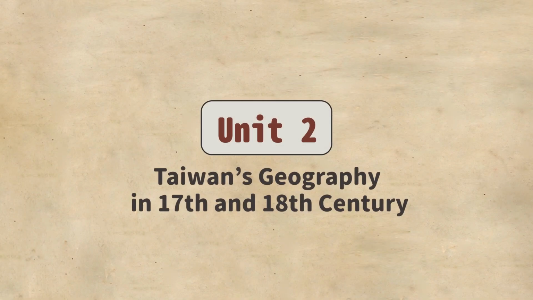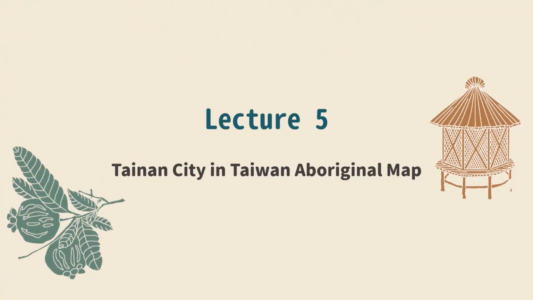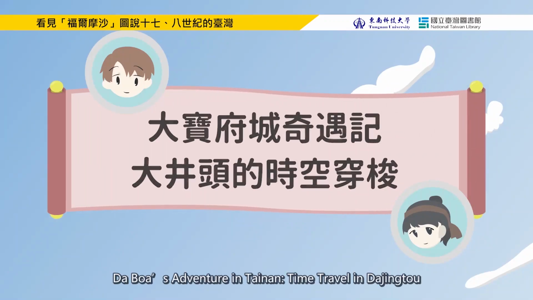Unit 2, Landscape in 17th and 18th Century Taiwan. Lecture 5, Tainan City in Taiwan Aboriginal Map. Dabao's Adventure in Tainan. Time Travel in Dajingtou.